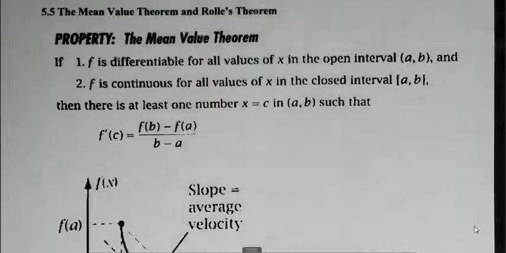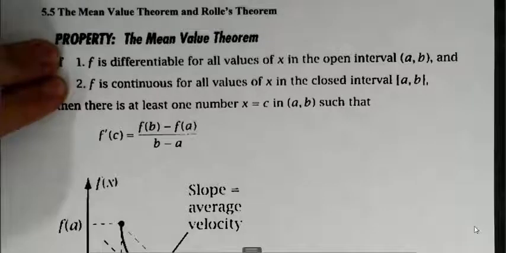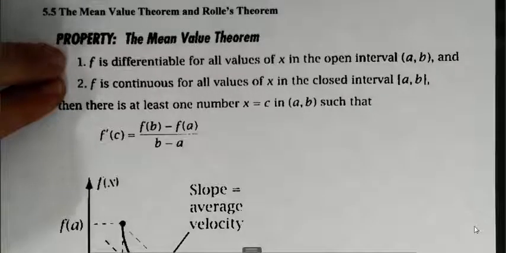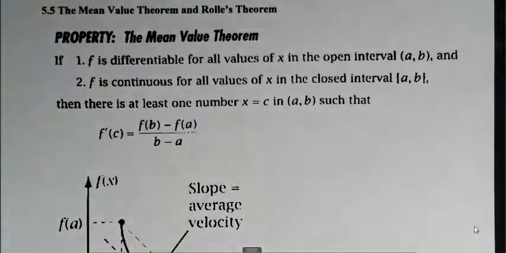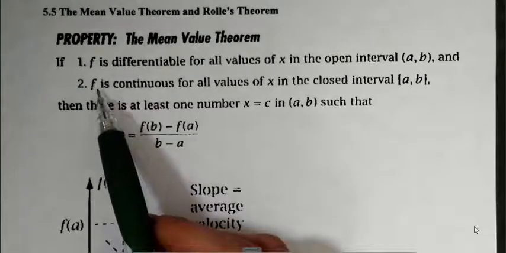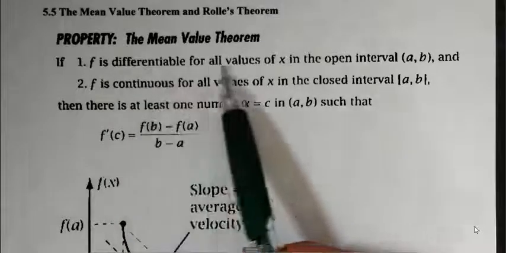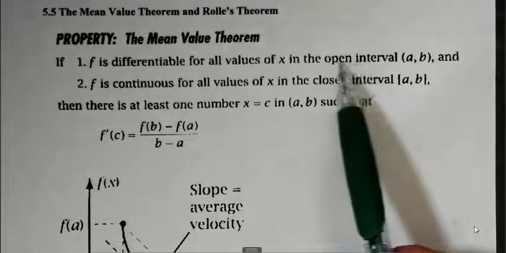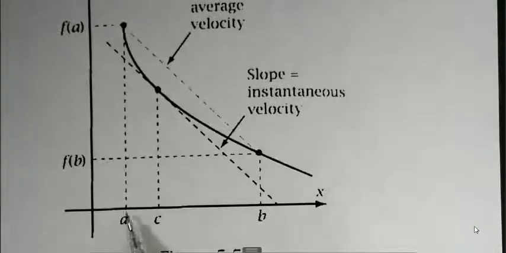So basically you have two conditions that need to be true, and if these two conditions are true, then the mean value theorem will be true. So all the mean value theorem says is that, and I'm just going to go through each one of these individually, okay? So if you have a function f, which is differentiable for all values in the open interval a to b, okay? Meaning not necessarily including a and b, okay?